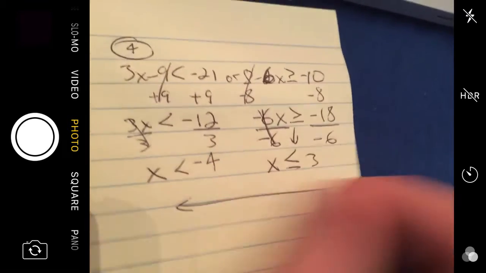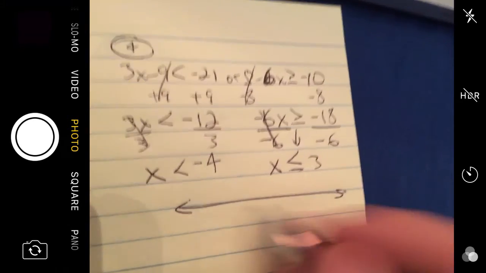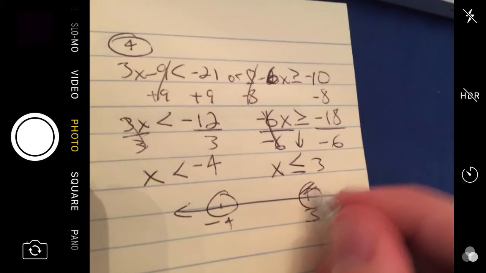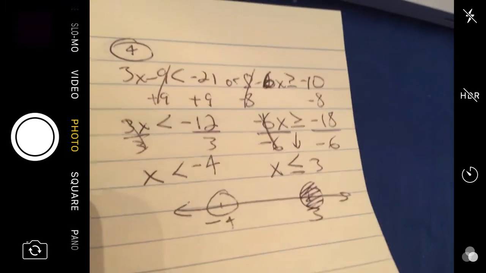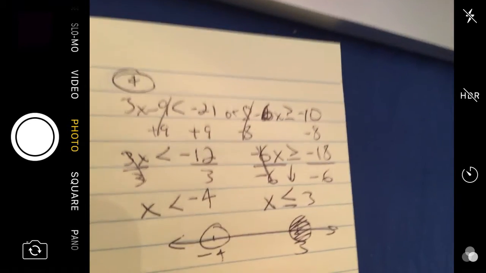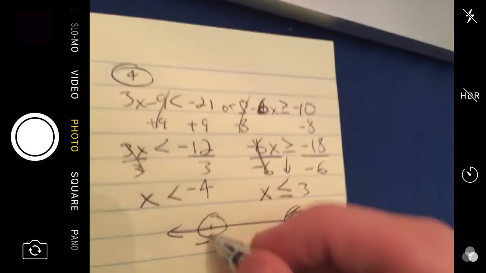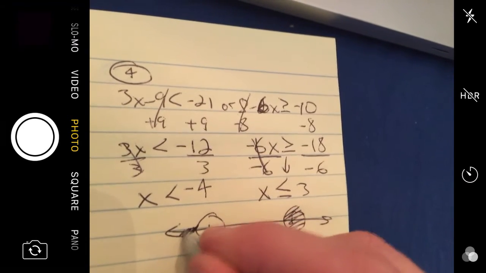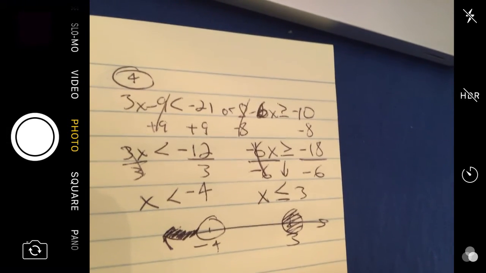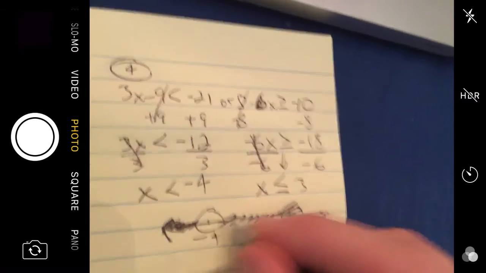Alright, so let's see what that looks like on a number line. Careful. One will be an open circle, one will be a closed circle. So let's see that. Here's negative 4, open circle. 3, closed circle. Be very careful about that. One's open, one's closed. X is less than 3, and x is less than negative 4. I don't see a lot of these. So this is a funny looking answer.